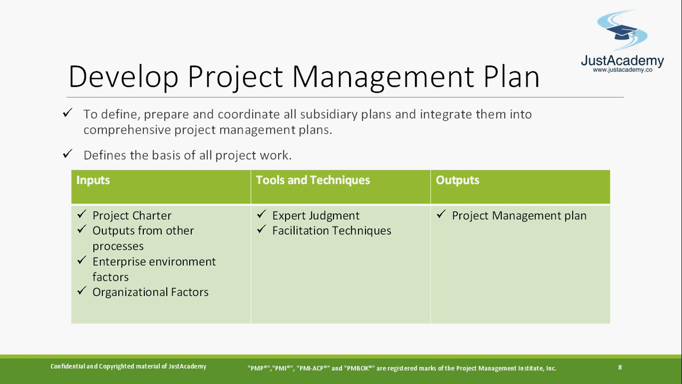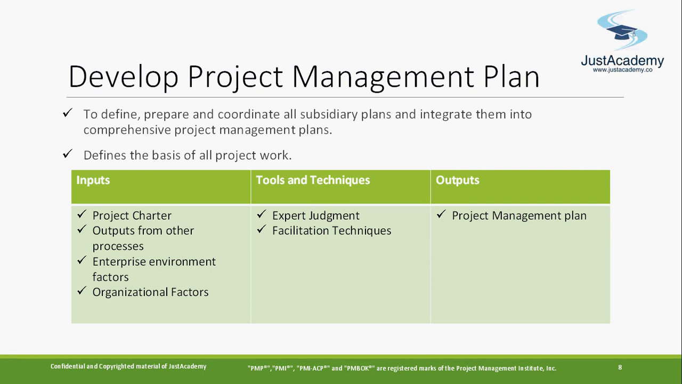We have a next process which is called develop project management plan, and this is like the main document. Throughout the project we will be following this project management plan document. It basically takes all the subsidiary project management plans from scope, quality, human resource, procurement, stakeholder management. All those documents that you get, you just combine, and then finally you have that project management plan.